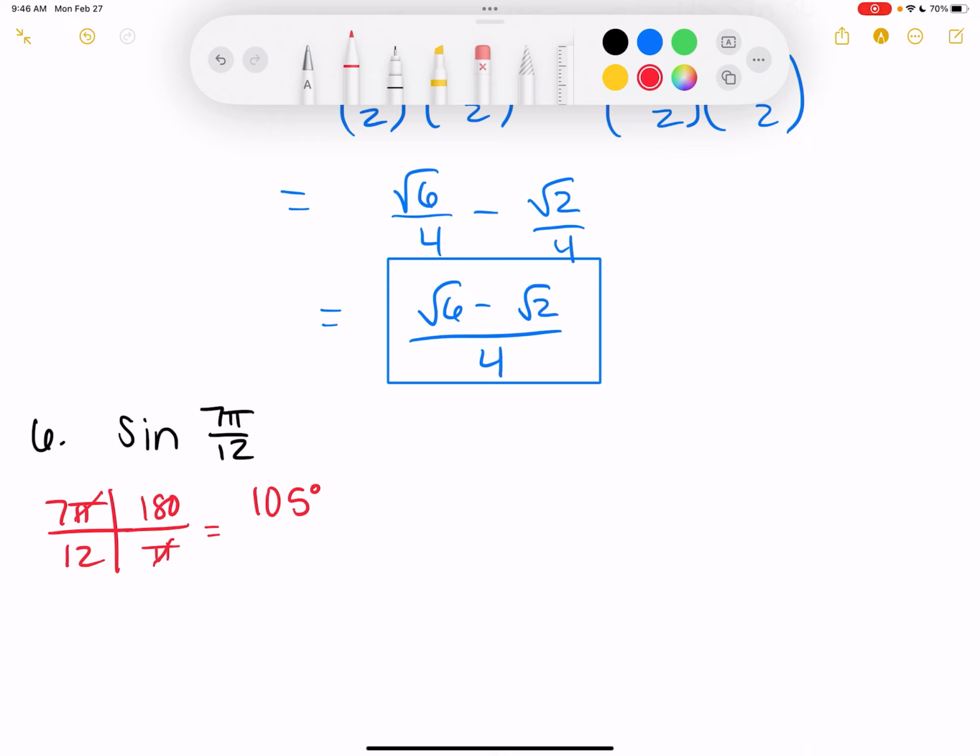It's okay. I can. All right, so we're now treating this as the sine of 105 degrees. I just need to find two angles that add up to 105. 60 and 45. So sine of 60 plus 45.